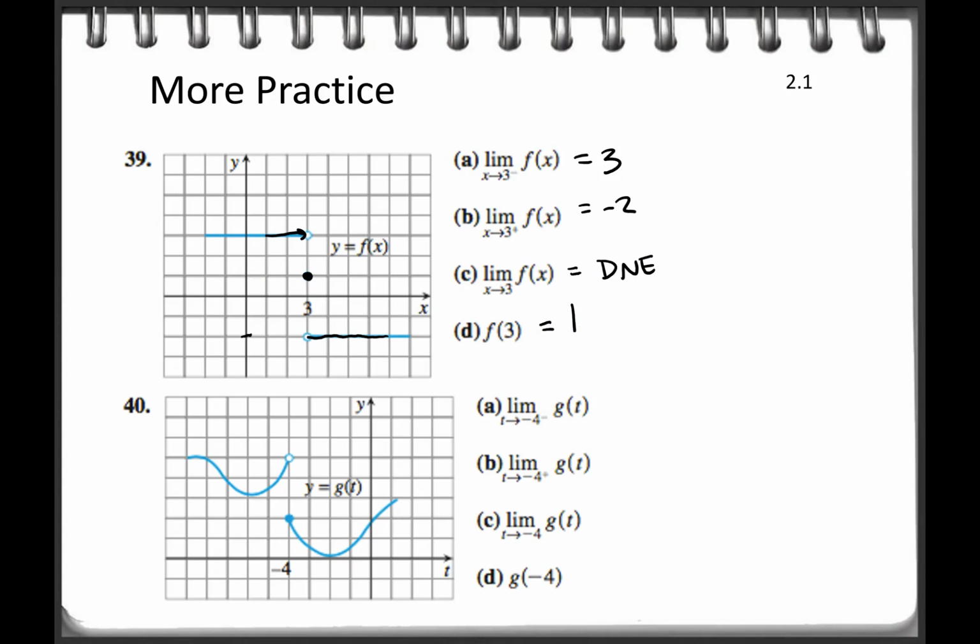Right here, it looks like we've got the graph of g of t. And approaching negative 4 from the left, we have a limit of 5. That's this y value right here. And then approaching negative 4 from the right, it looks like we have this y value of 2. And then that means that our limit does not exist because our one-sided limits do not match. And g of negative 4 is going to be this point right here, which is 2.